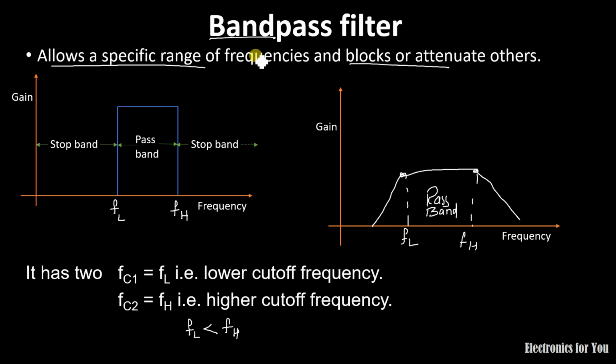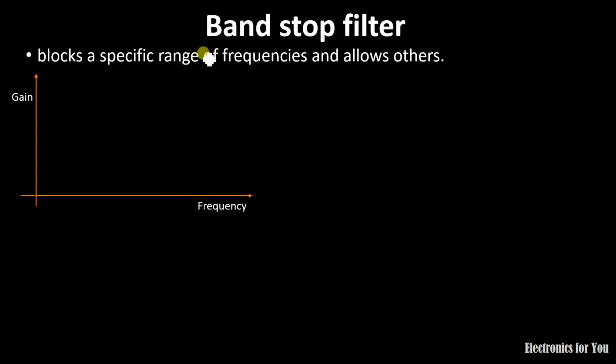Now the mirror image of the band pass filter is the band reject filter or band stop filter. As its name says, it will stop a range of frequency. Band means range of frequency, and stop means it is stopping or rejecting a band of frequency. So it will reject this range of frequency. As it will reject this range, this is the stop band, and it will allow the remaining frequency. So we will get output here, and this range of frequency is allowed.